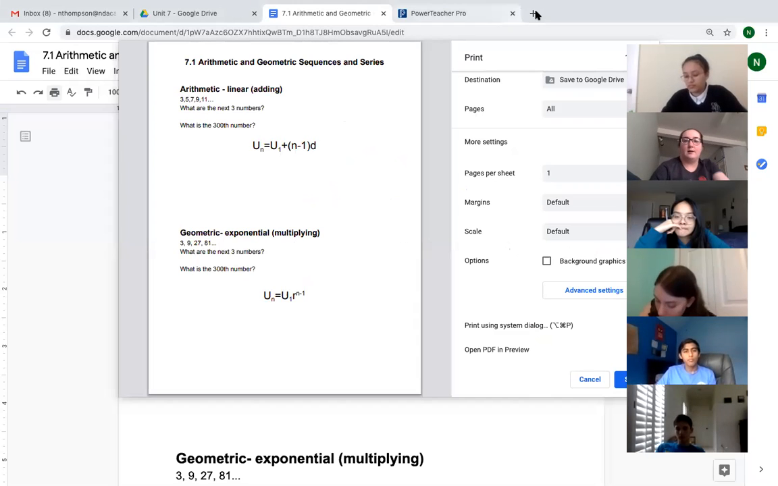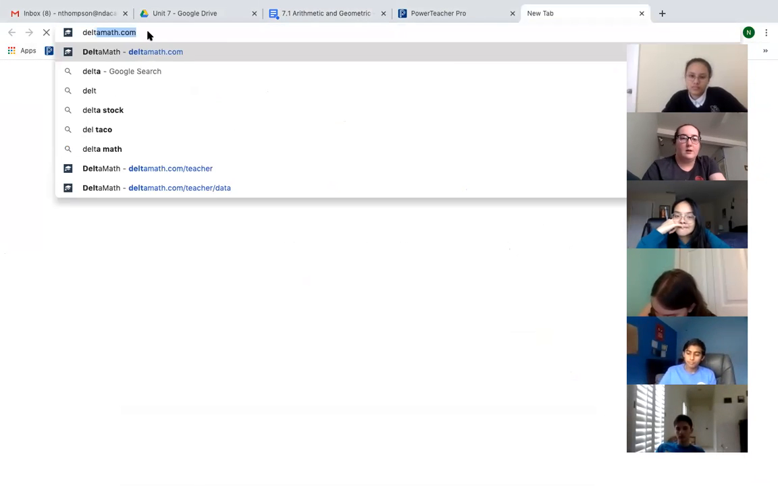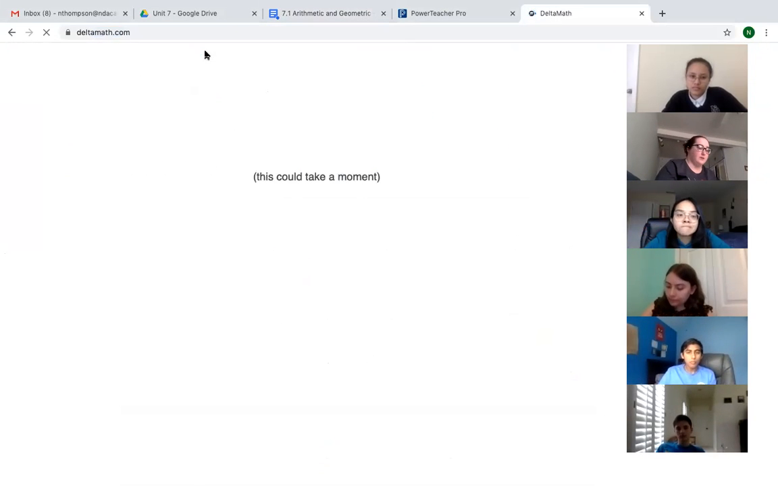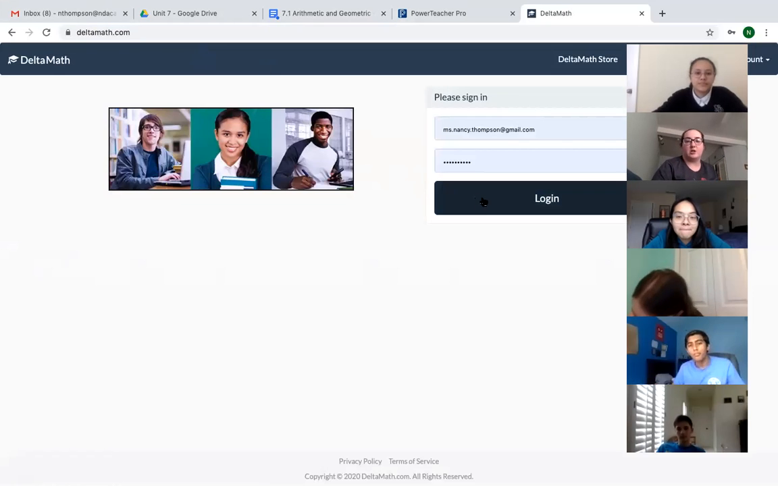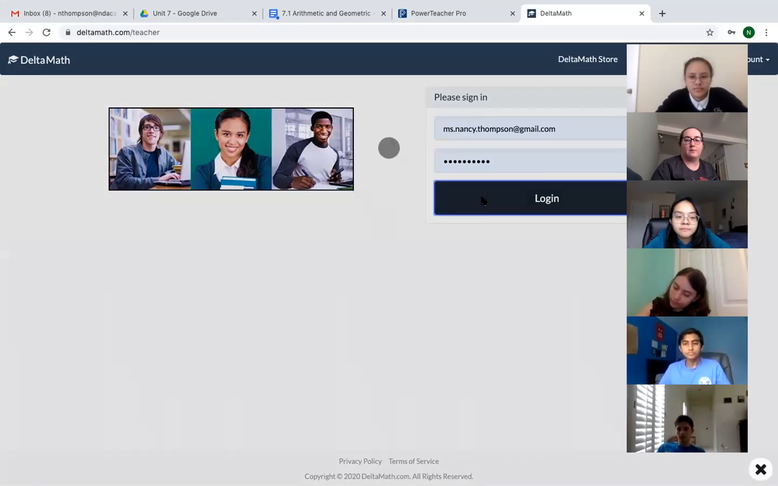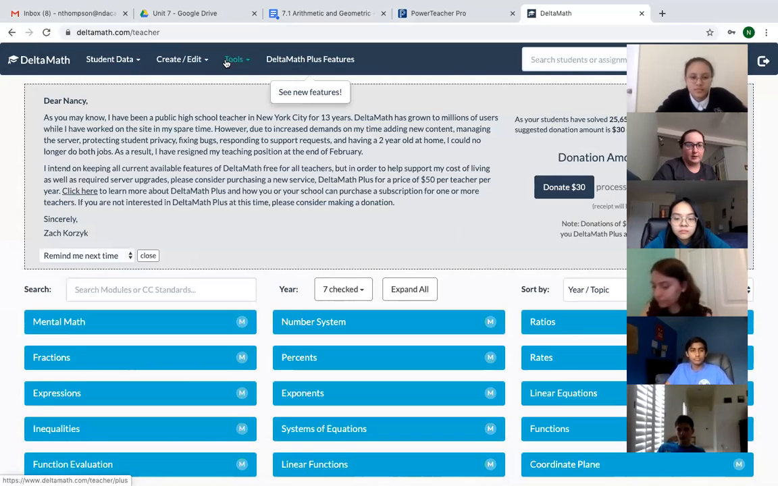So on that note, on Delta Math, I gave you some that are just arithmetic and some that are just geometric, but I also gave you some that are a mixture of both, which means that you just need to be able to figure out which one is which.